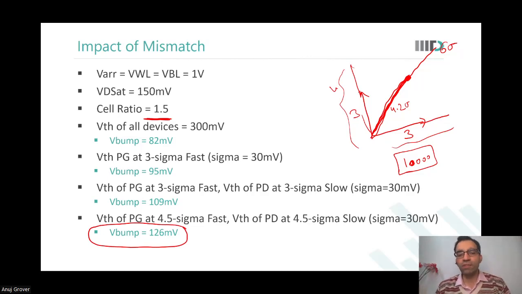Do you remember what was the V bump when cell ratio was 1? 119 millivolts. So keeping a cell ratio of 1.5, variations have actually exceeded the impact of keeping a good cell ratio.